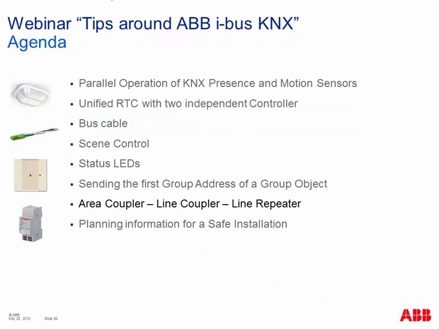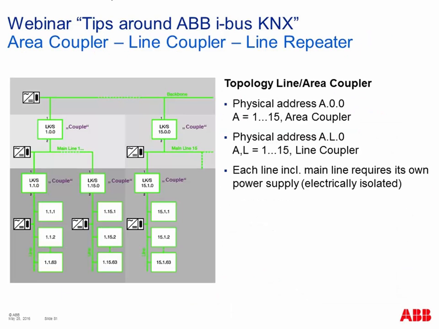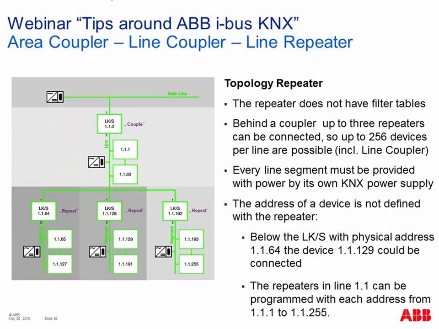Good. So far, some words about couplers, not really in depth. I want to put a focus on the line repeater. You know the typical topology of a KNX installation. We have area couplers or backbone couplers. We have the lines. We can also install devices in one line. And additionally, under a line coupler, it is allowed to install up to 3 line repeaters. Line repeater and line coupler are the same hardware. The only difference is in the ETS settings.